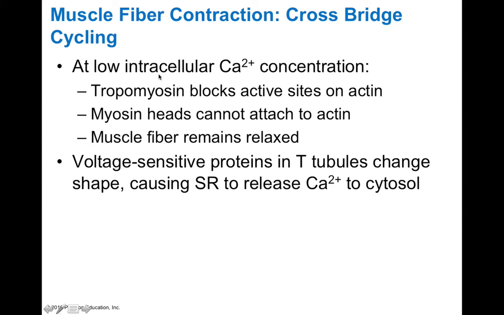So at low intracellular calcium, tropomyosin blocks the active sites on actin, and the myosin heads can't attach. Therefore you can't get a muscle contraction, so the muscle fiber or cell stays relaxed. Voltage-sensitive proteins in the T-tubules change shape and cause the SR to release calcium into the cytosol.